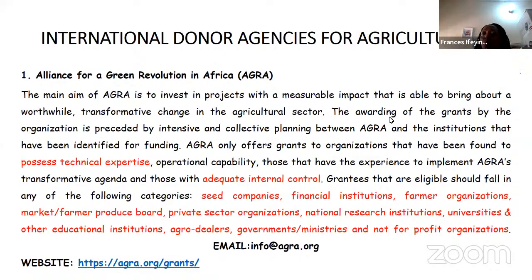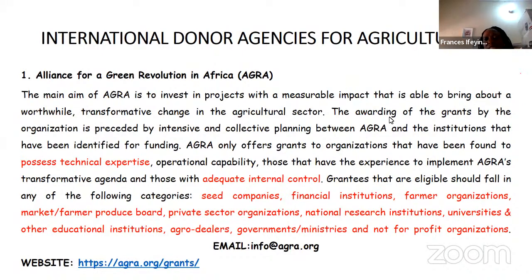So now you see their focus is what? Agriculture. The awarding of the grants by the organization is preceded by intensive and collective planning between AGRA and the institutions that have been identified for funding. But they only offer grants to organizations that have been found to possess technical expertise, number one, operational capability, number two, and those that have the experience to implement their transformative agenda. So the question here is, we need to find out what is the transformative agenda. They are also interested in organizations that have adequate internal control.